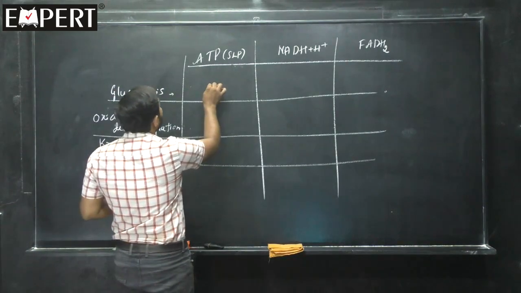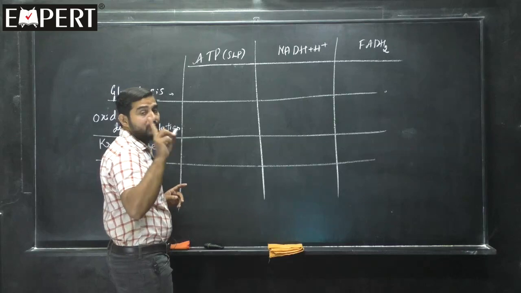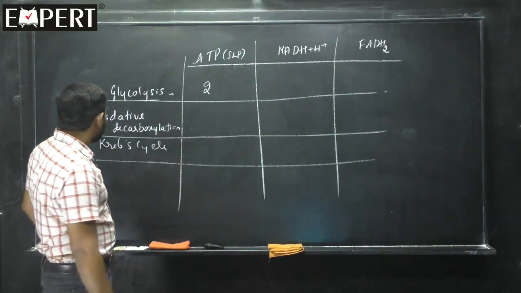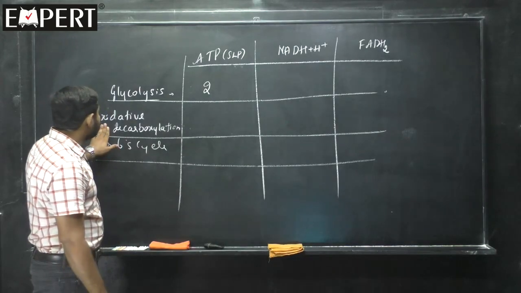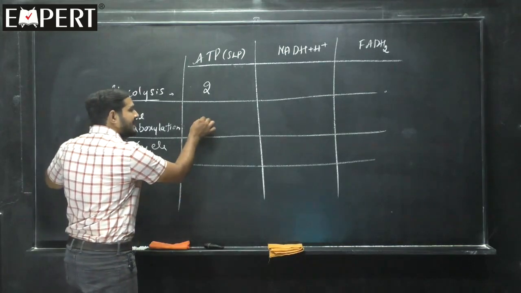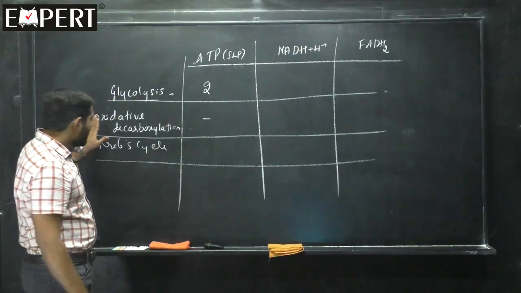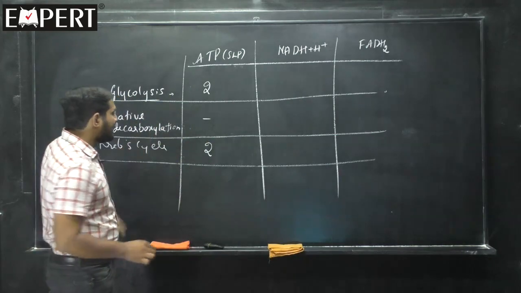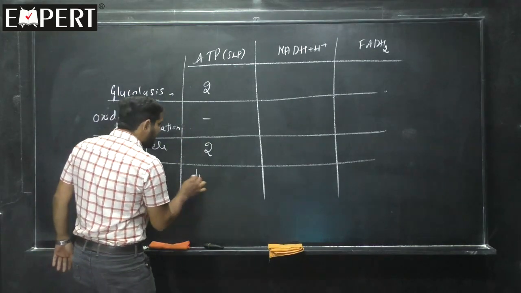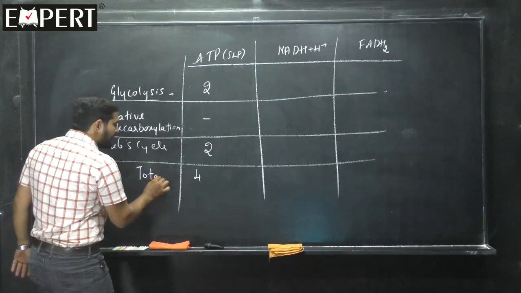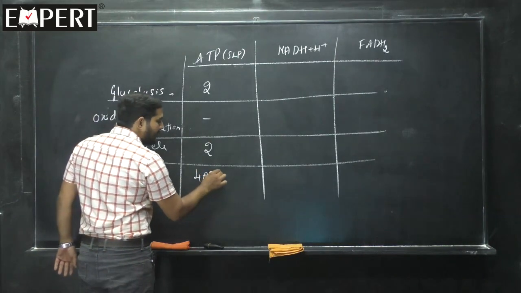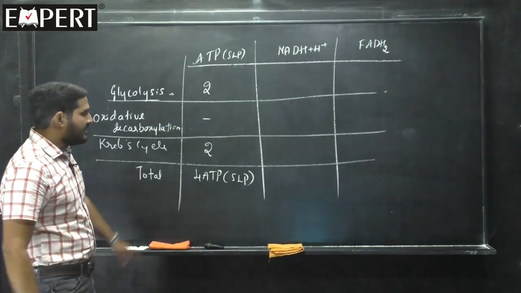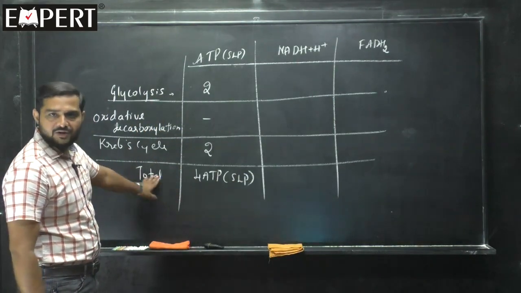Glycolysis, how many ATP? Net yield we should take, only net yield. So 2 ATP from the glycolysis. How many ATP during the oxidative decarboxylation? SLP not there. How many during Krebs cycle? 2 ATP. So that means totally there will be 4 ATP by the substrate level phosphorylation. Clear, right? Which do not require any chemiosmosis.